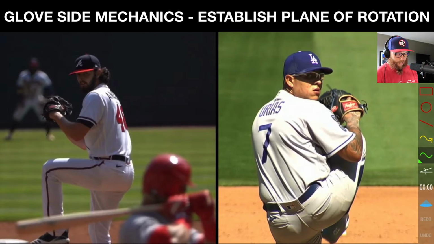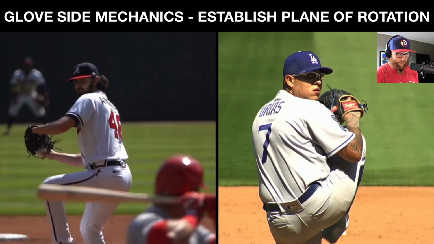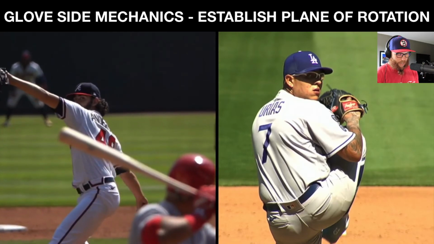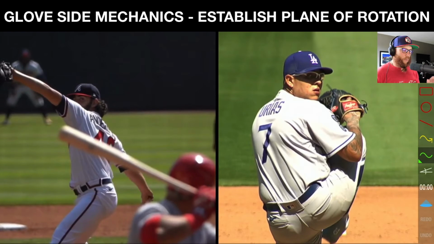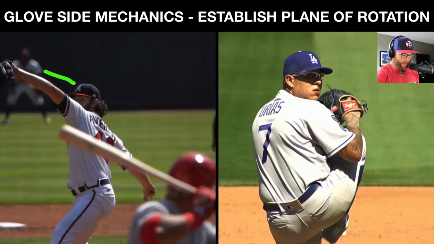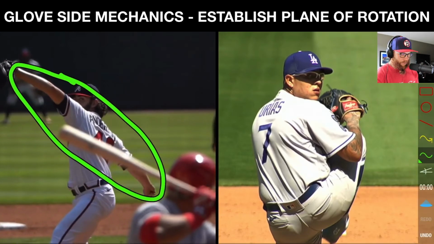But the glove side, we talk about actions and reactions and all this stuff. So the glove side is establishing plane of rotation. We're going to be looking at the shoulders and how they rotate. Ian Anderson, who's a well over the top type pitcher, you can see here that his glove side is going to directly influence this plane. All right. So you see this is the plane of which his shoulders are now going to initiate that rotation.